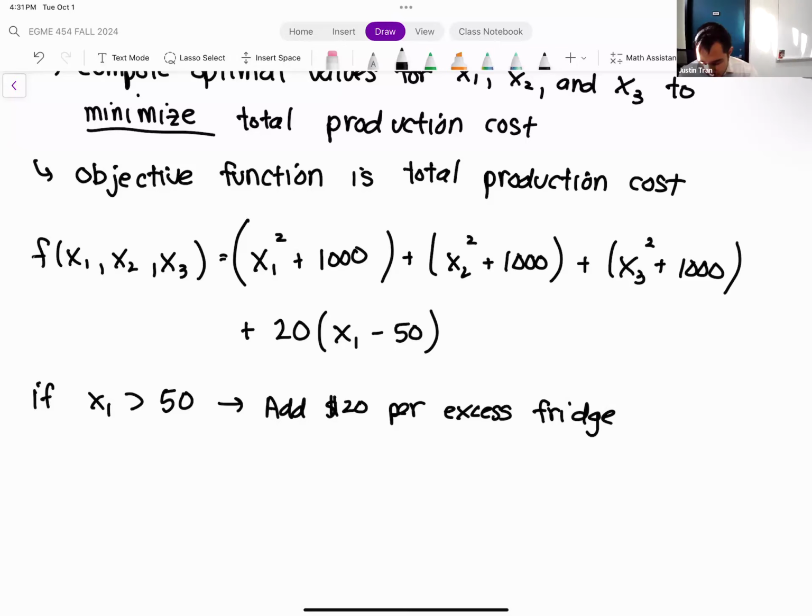Okay. And then we also need to add a cost for the second month as well, right? And so in the second month, if we produce over 50 fridges, and so in total, if we produce over 100 fridges over the first 2 months, we need to add some cost for that as well. So to add that cost, we're going to add 20 multiplied by the quantity (x1 plus x2 minus 100).